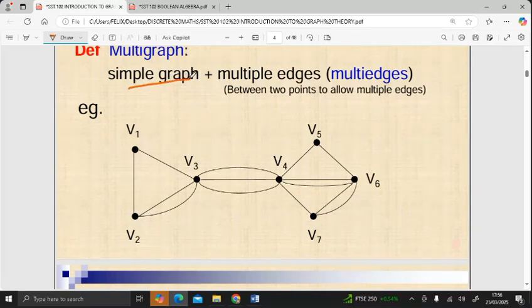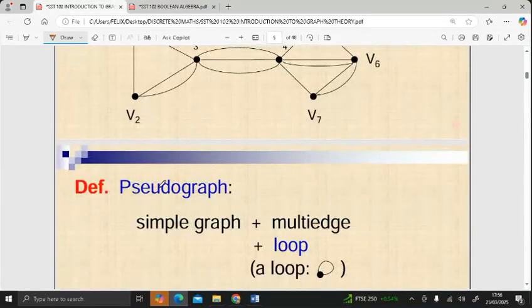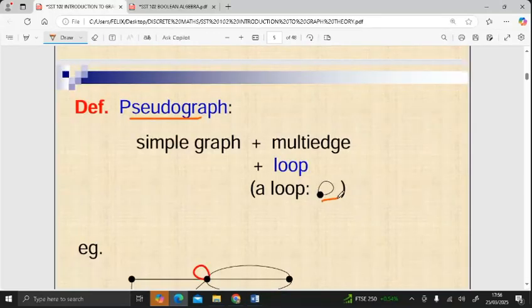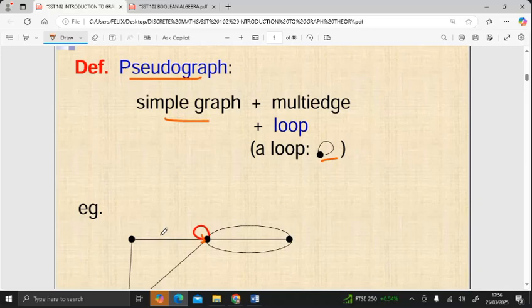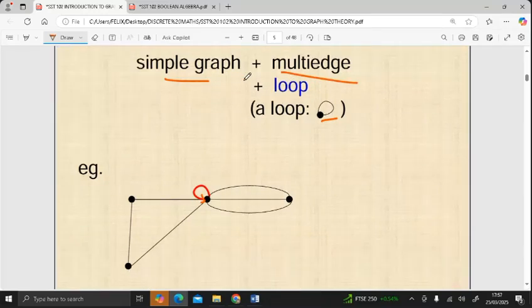A multigraph is when we cross from a simple graph to having multiple edges. You can see we have two edges here as far as vertices V2 and V3 are concerned. Even here we have three edges as far as V3 and V4 are concerned. This one, that, and that one. And then we have two edges here. So this one is a multigraph. We have the simple graph, but now plus multiple edges between 2 points. You can see those ones here.